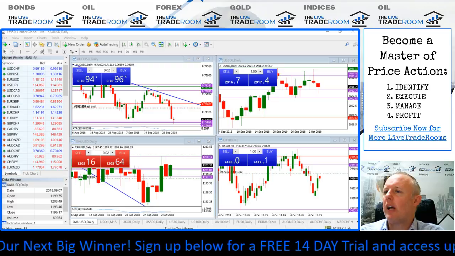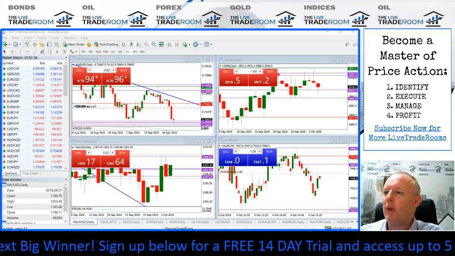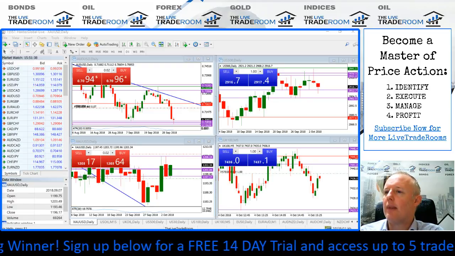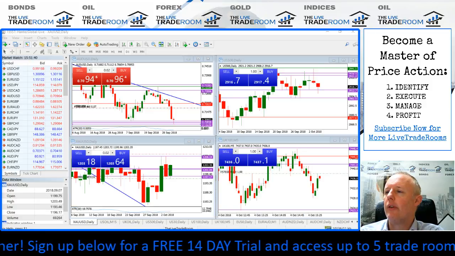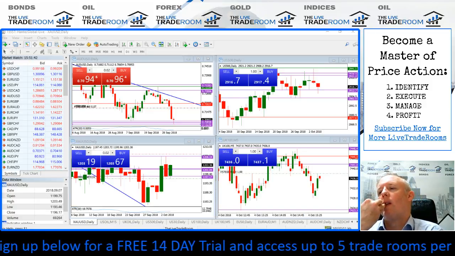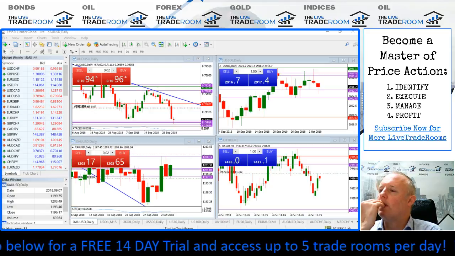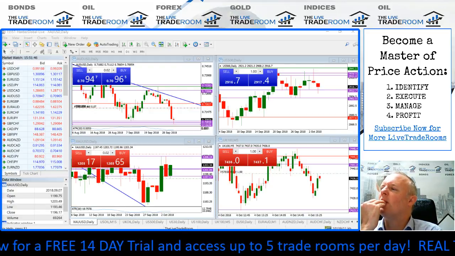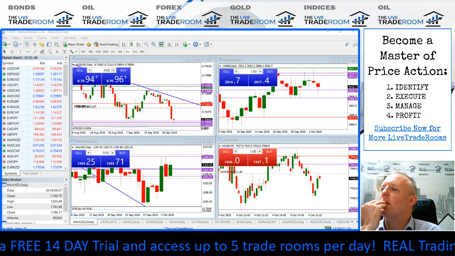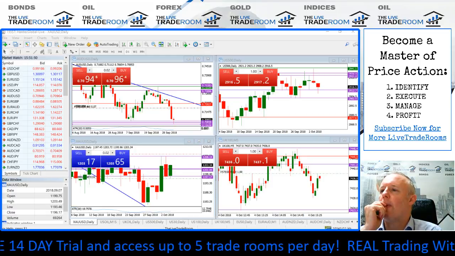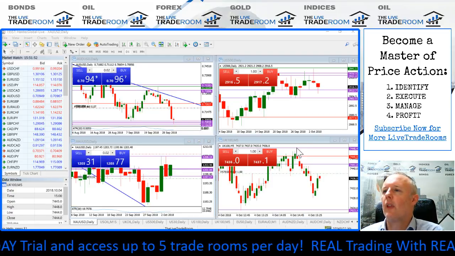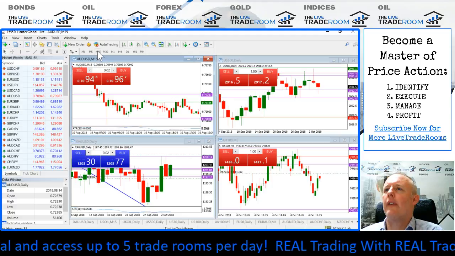A few of these markets don't really look like they want to be moving anytime soon. Let's look at the Aussie dollar under 15.